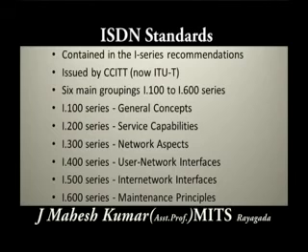Contained in the I-Series recommendations issued by CCITT, now called ITU-T, are 6 main groupings, from I.100 to I.600 series. It consists of 6 main groups such as I.100 series for general concepts, I.200 series for service capabilities, I.300 series for network aspects, I.400 series for user network interfaces, I.500 series for inter-network interfaces, and I.600 series for maintenance principles.